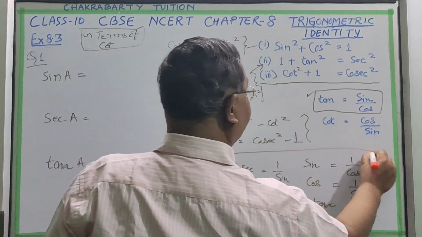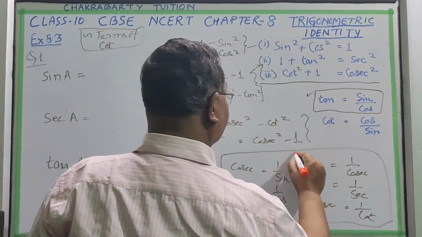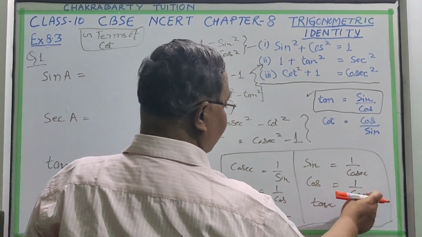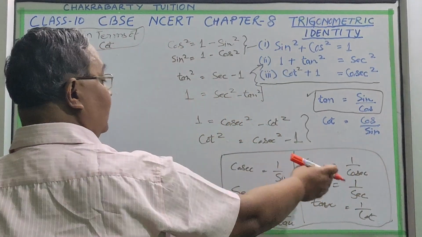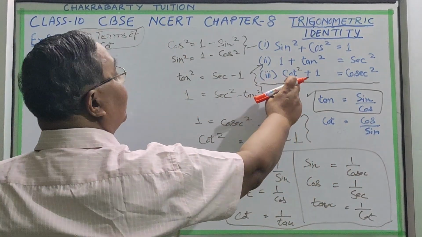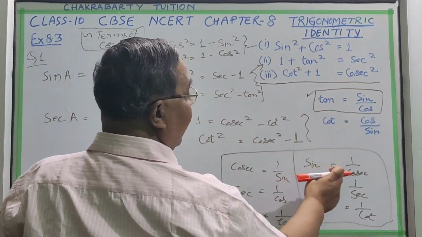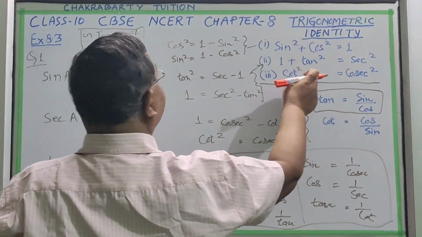So this also we have discussed in our starting videos. You can see those videos. So these are just reverse. Sine's reverse is cosec, cos's opposite is sec, and tan's opposite is cot. So this also we can use. Like, to find sine from cot, we know cosec is the opposite of sine. So this we can use here.